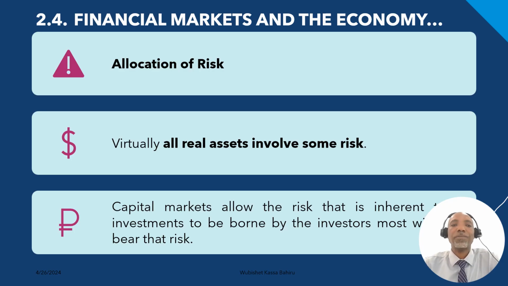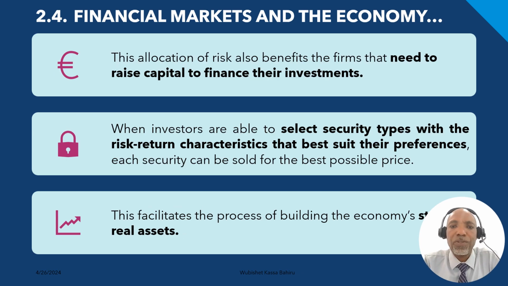The other important thing in investing in the financial market or capital market is the allocation of risk. The capital market helps us to allocate the risk that we face in investment activities. Virtually all real assets involve some kind of risk. So the capital market allows the risk that is inherent to real investment to be borne by the investors who are most willing to bear the risk. So the allocation of risk also benefits the firms that need to raise capital to finance their investment.